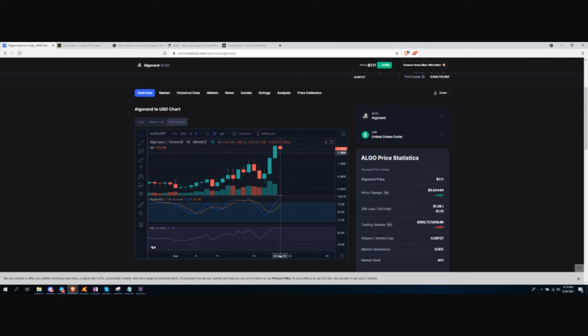Now this is not financial advice. I'm not telling you to invest in this. I'm just basically giving an example right here. Do your own research on whatever crypto that you're investing in.